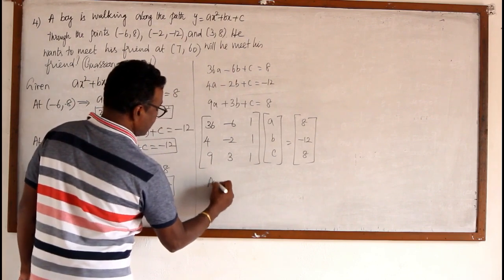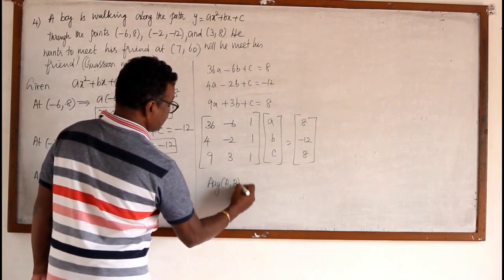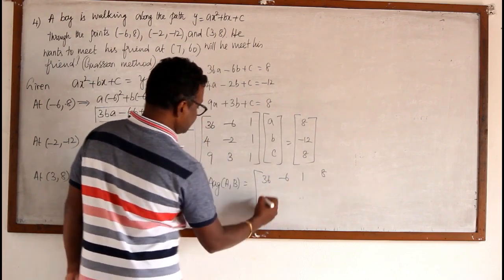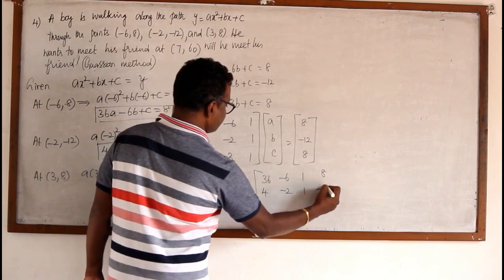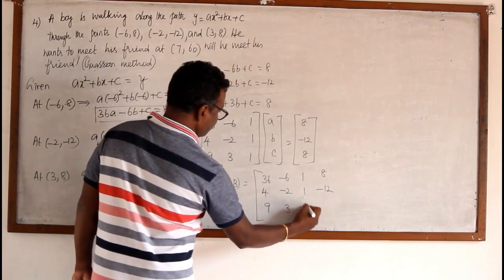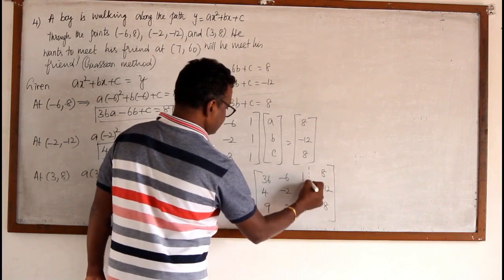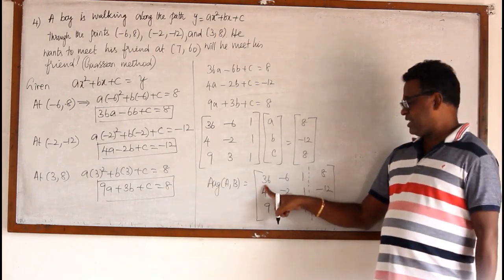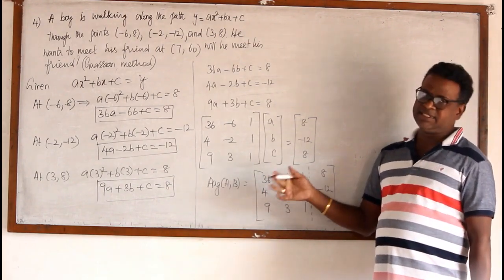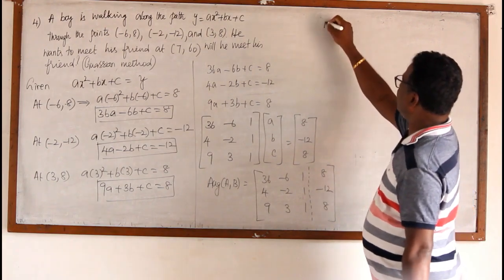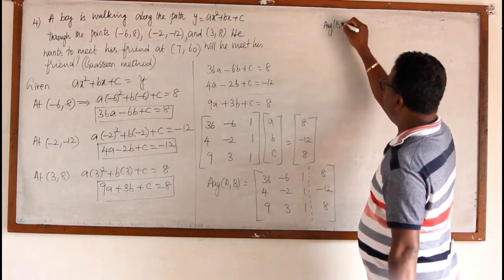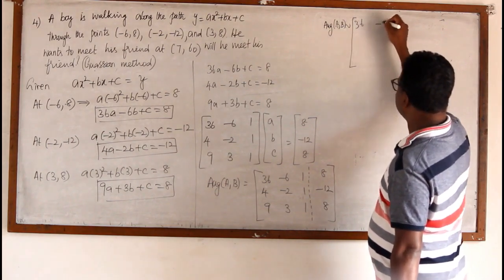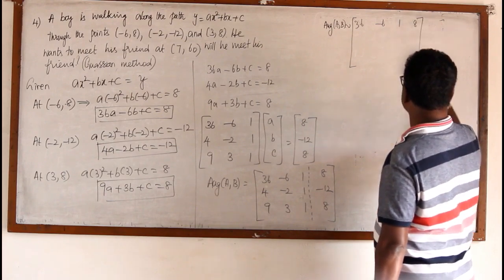In that case, augmented AB is 36, minus 6, 1, 8; 4, minus 2, 1, minus 12; 9, 3, 1, 8. Now, we always used to give the first element as 1. Here it is not possible, so let me keep this 36 as it is. That is the first row: 36, minus 6, 1, 8.